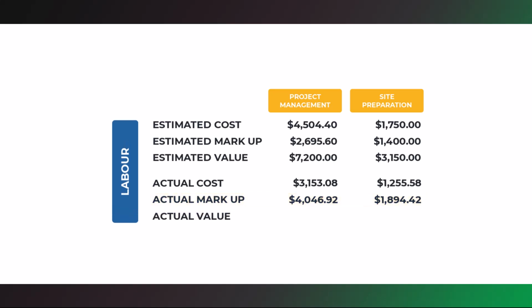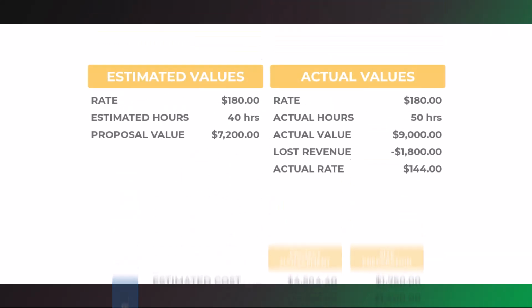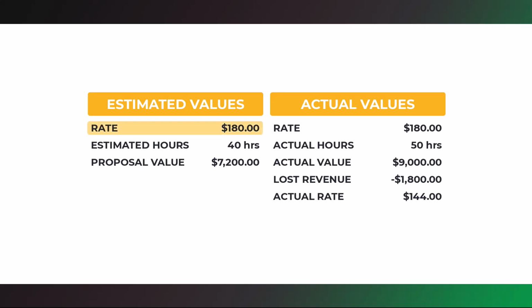However, Builders Excellence also calculates the actual value. The actual value is the price the client would have paid if the labor rate and markup were applied to the timesheet hours. For example, if you estimated $180 an hour for project management, your estimate was 40 hours, then the proposal value is $7,200. If your project manager spent 50 hours on the job, then the actual value is $9,000, indicating that your lost revenue was $1,800 and reduces the rate you were paid from $180 per hour to $144 per hour.